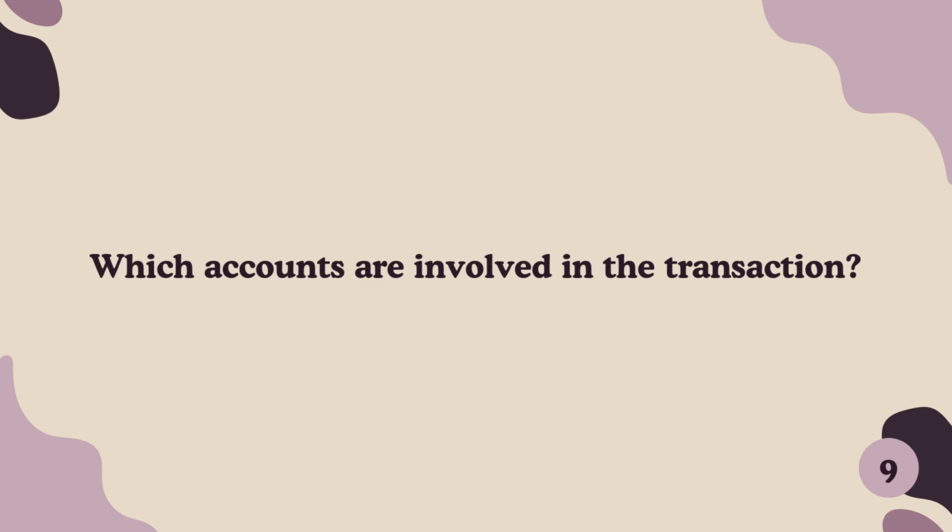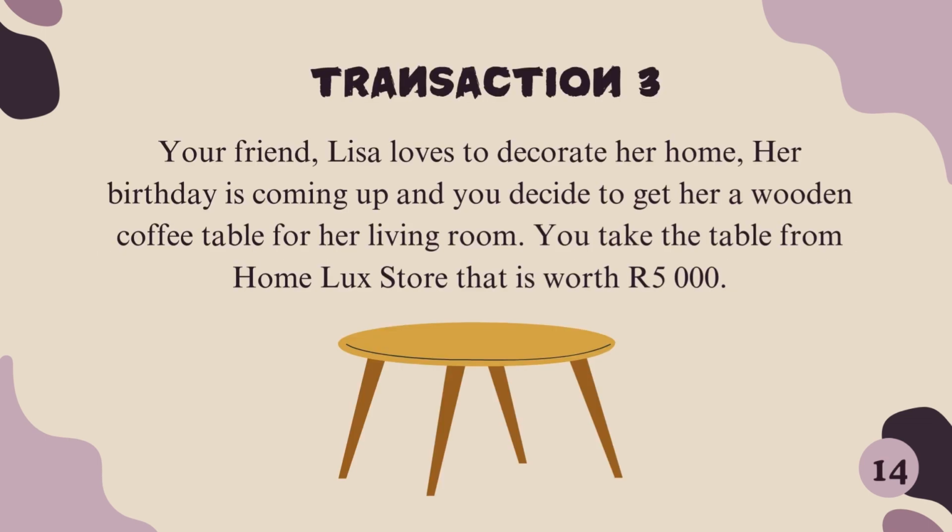Number 1, which accounts are being involved in this transaction? So in this transaction, it is clear that there is no payment being made, right? But rather, you, the owner, are taking something from the business for personal use. This is what we call drawings. Remember from lesson 1, that's what we discussed. And the coffee table is trading inventory as it belongs to the business.